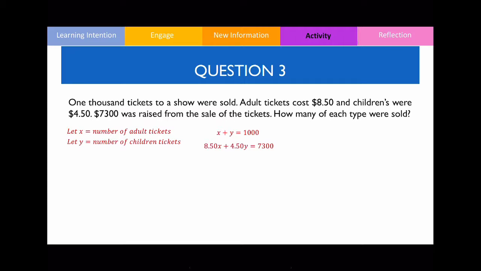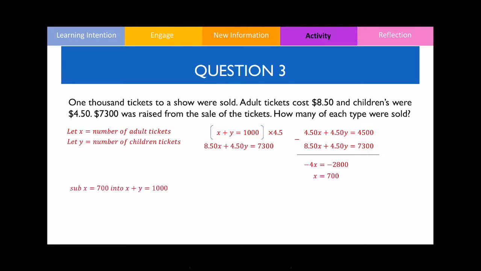So in this case over here, I'm going to use the elimination method. What I'll do is make the y values the same so I can cancel out the y. So I'll multiply both sides of the equation by 4.5. If I do that, this is what my equation would now look like. And now I'm going to subtract it to cancel out y. Therefore, this is what my equation would look like. I'll divide both sides by 4 to solve for x. Therefore, x is going to equal 700.